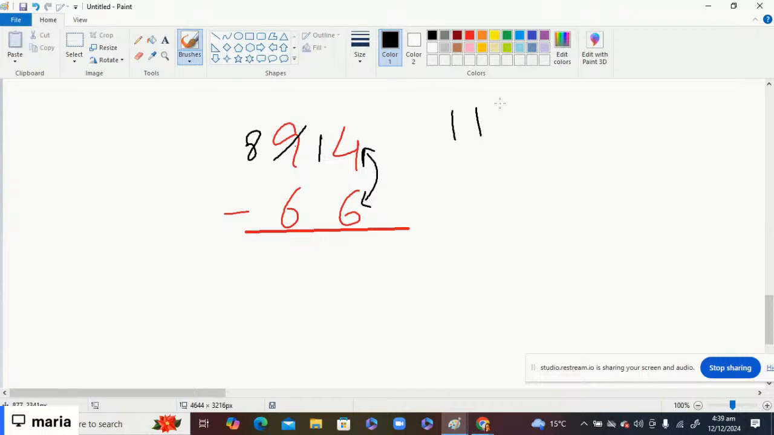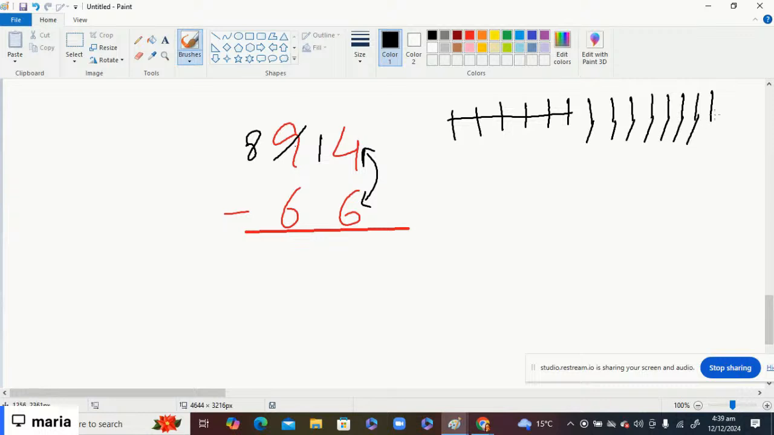It's 1, 2, 3, 4, 5, 6, 7, 8, 9, 10, 11, 12, 13, and 14. Remove 6 lines. 1, 2, 3, 4, 5, and 6. How many lines are left? 1, 2, 3, 4, 5, 6, 7, and 8. So you are going to put 8 here. Now you are not going to subtract 9 out of 6. You are going to subtract 8 out of 6.